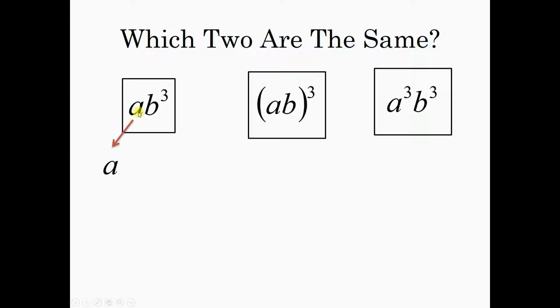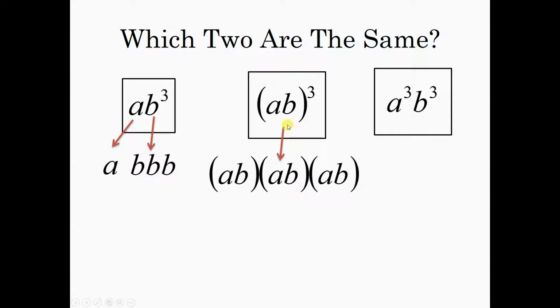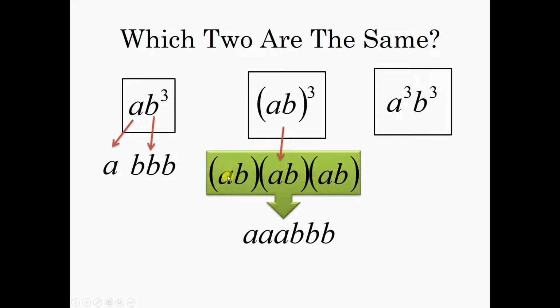This means just A, and this means B times itself 3 times. The second one over here, it means AB times itself 3 times. So that's AB times AB times AB. All that together, you can use the commutative property of multiplication, A times A times A, and then you can do the 3 B's together as well. And this means 3 A's multiplying and 3 B's multiplying. So these 2 are the same.